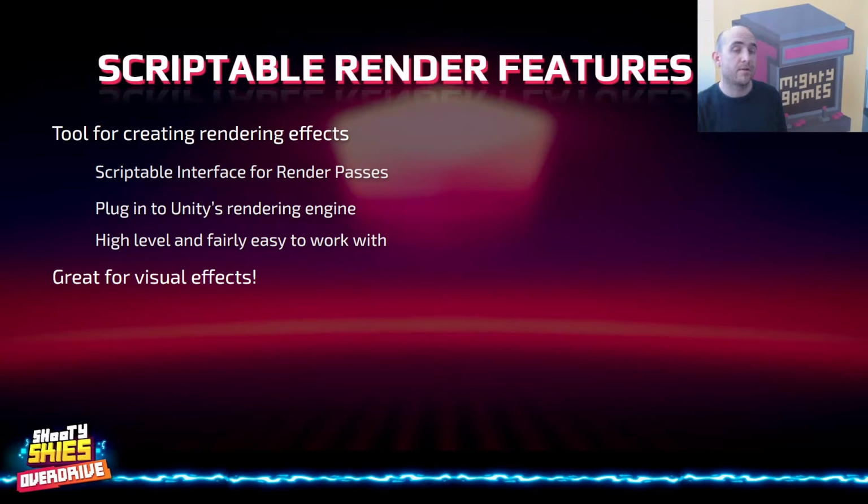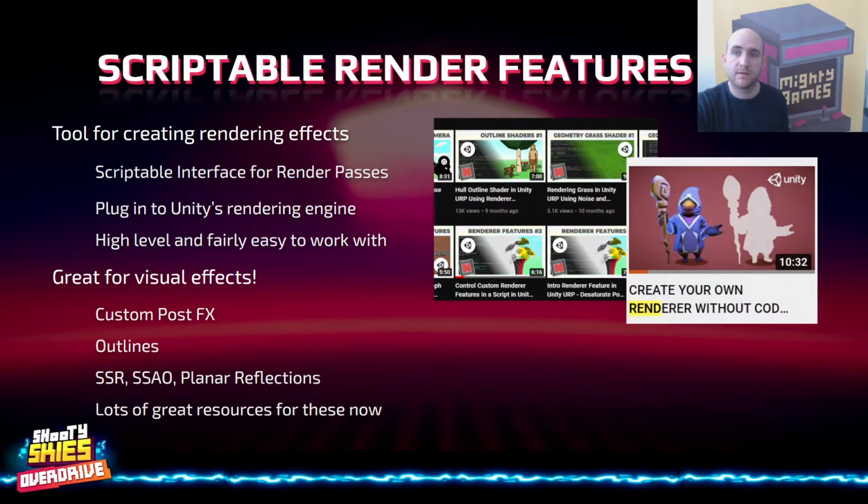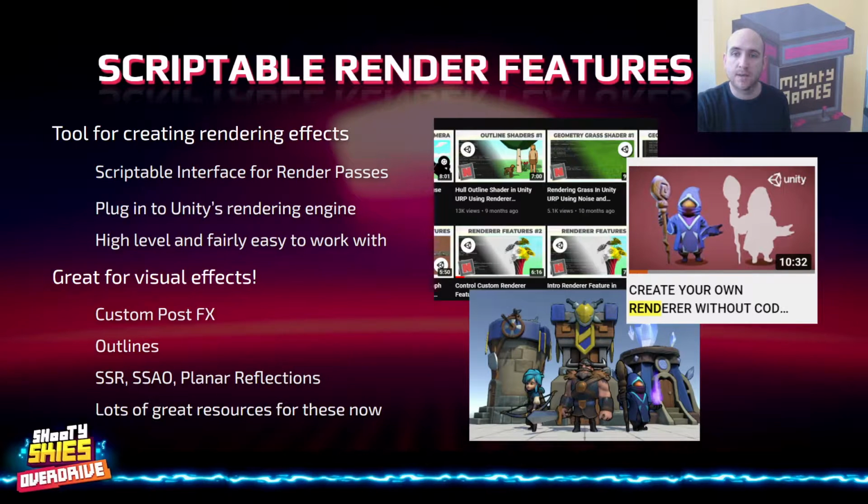And it is really great for visual effects and post-processing effects. So I'm going to be focusing quite predominantly on custom post effects with these scriptable render features and scriptable render passes, but predominantly it's another example that you'll see quite often in tutorials is outlines. And also you can use it for building screen space reflections, ambient occlusion, planar reflections into your games. And there's a lot of great resources out for these now. So I've left a few links in a page at the end of the slide.